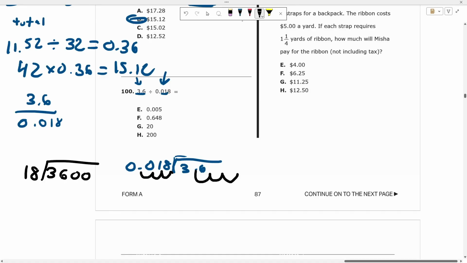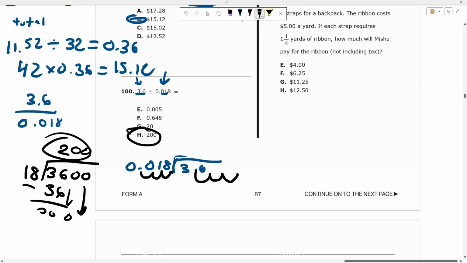Okay, how much does 18 go into 36? 2 times. 36, 0, 0. How many times does 18 go into 0? 0 times. How many times does 18 go into 0? 0 times. So your answer is 200, which is choice H.